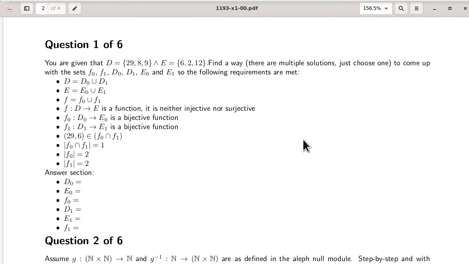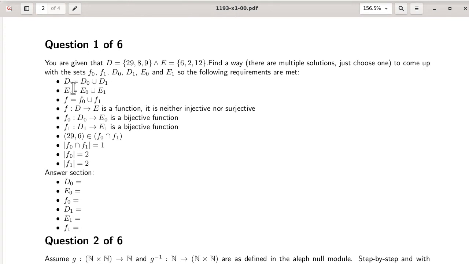All right, so here's question number one. Question number one is giving you a few constraints. The first constraint is D is a set that has these three elements, and E is a set that has these elements. Now your exact numbers may be different because I got a few sets of problems. And then we have to come up with F0, F1, D0, D1, E0, and E1 so that the following requirements are met.